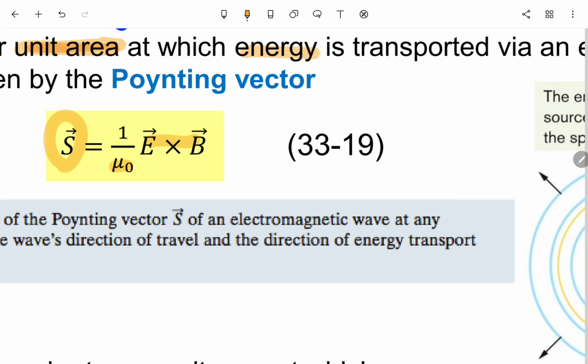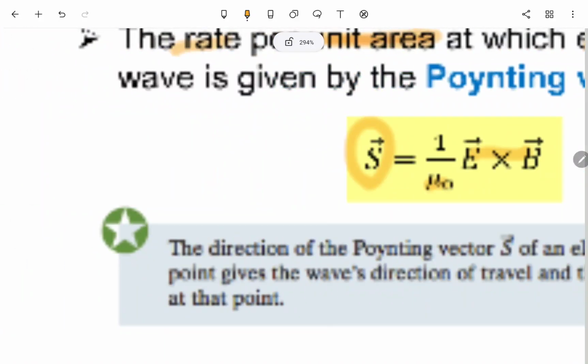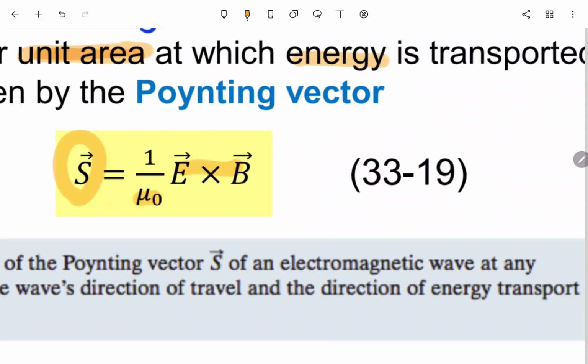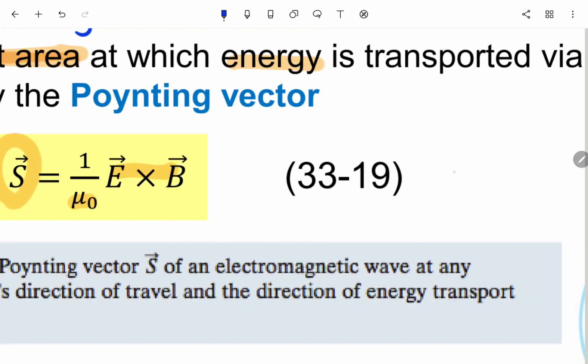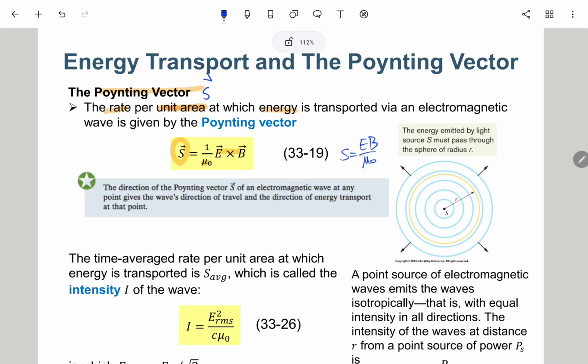So you can see the 1 over mu naught here, and then E cross B. We already know that E and B are always perpendicular to each other, so E cross B has a magnitude of E times B. The magnitude is S equals EB over mu naught. This is the scalar form. For the direction, E cross B will be the direction of S. So very, very simple.